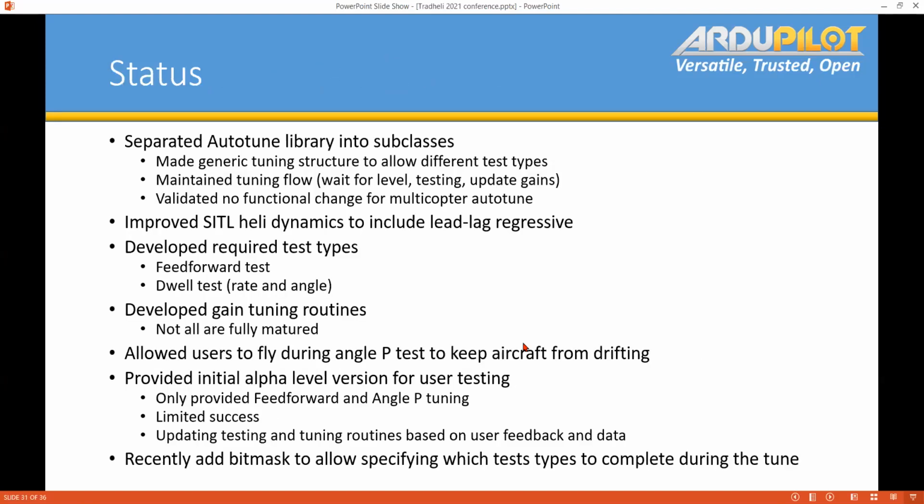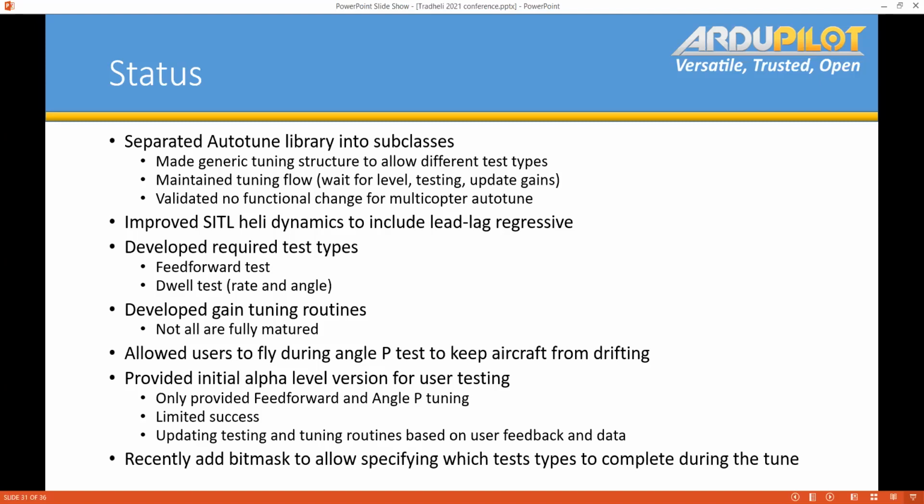So status: like I said, a lot of work over the last year. I separated the auto-tune library into subclasses, made a generic tuning structure because it was all Twitch, which was essentially for multi-copters. I've maintained the tuning flow, the whole idea of waiting for level, testing, and then updating gains. That all stays the same. Really no functional change for multi-copter.